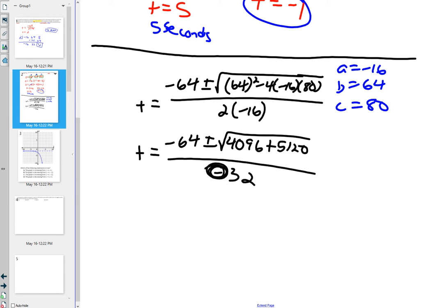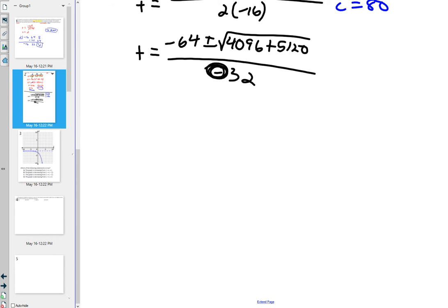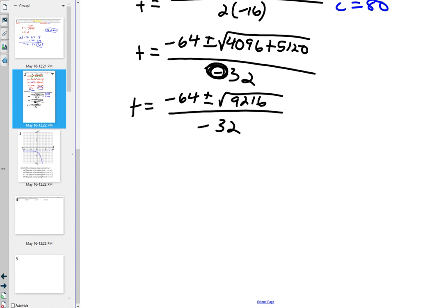Negative. See, this one scares me more than anything, that negative down there. That's why I told you, if you wanted to adjust it, to make the front positive. Because if the A is positive, that stays positive down there. So let's see, negative 64 plus or minus the square root of, what is that? 9,216. And I'm guessing that's going to be a perfect square. It has to be a perfect square. What's the square root of 9,216?